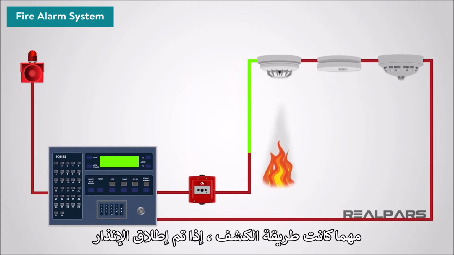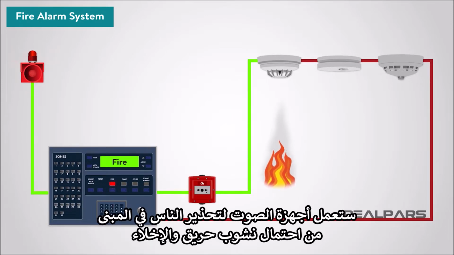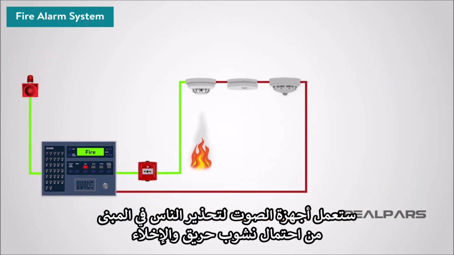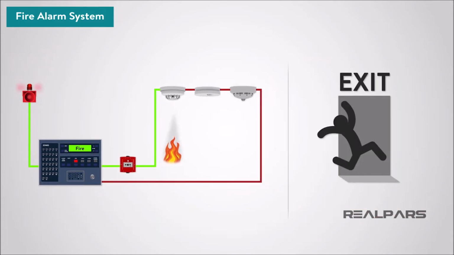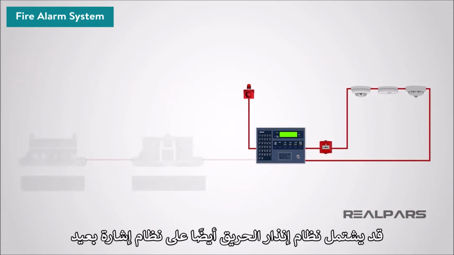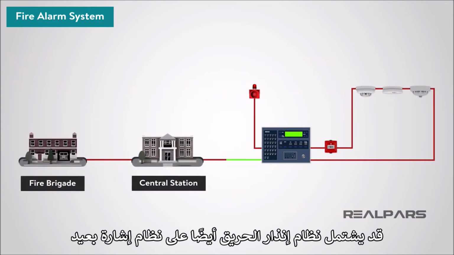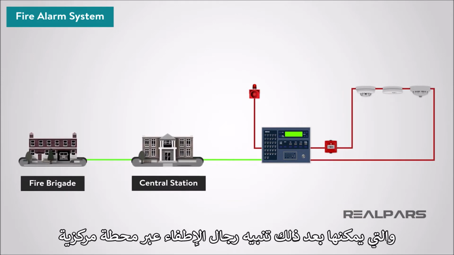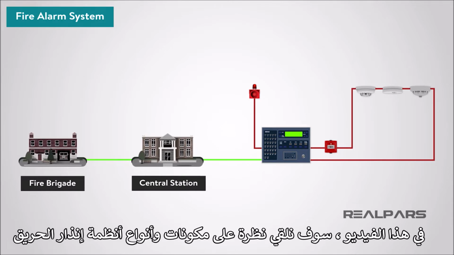Whatever the method of detection is, if the alarm is triggered, sounders will operate to warn people in the building that there may be a fire and to evacuate. The fire alarm system may also incorporate a remote signal system, which could then alert the fire brigade via a central station. In this video, we will have a look at the structure and types of the fire alarm systems.